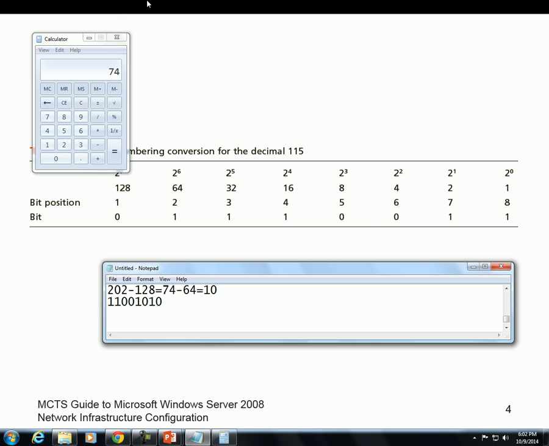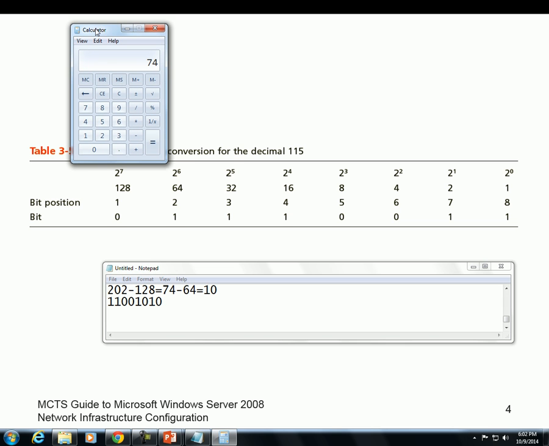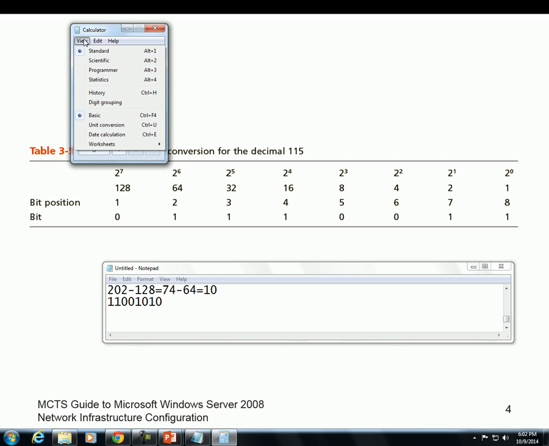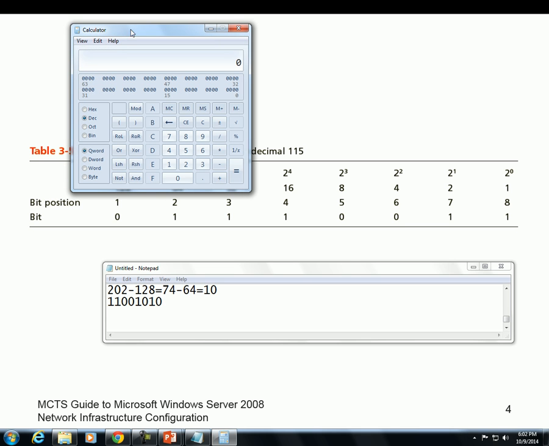While we're here, I'm going to show you how to use the calculator. Very important. You need to go down to programmer mode. Because you can actually type in, see where it says decimal? 202, convert to binary. There you go, done.